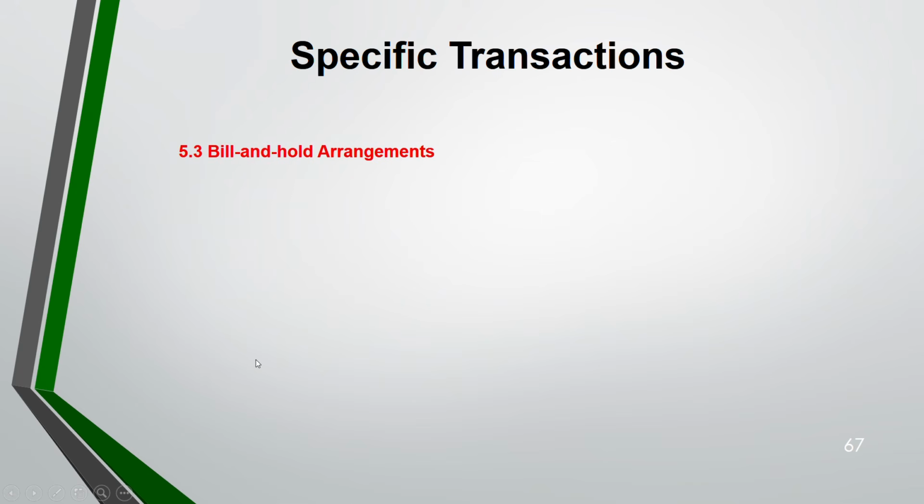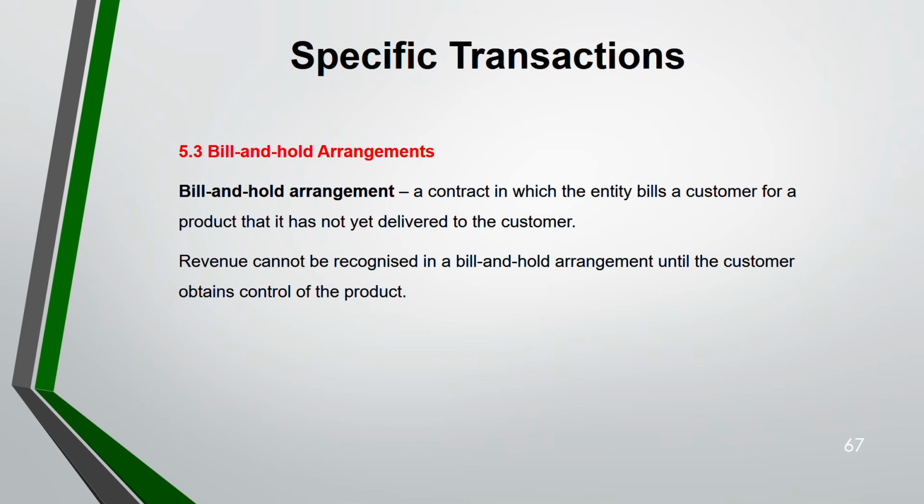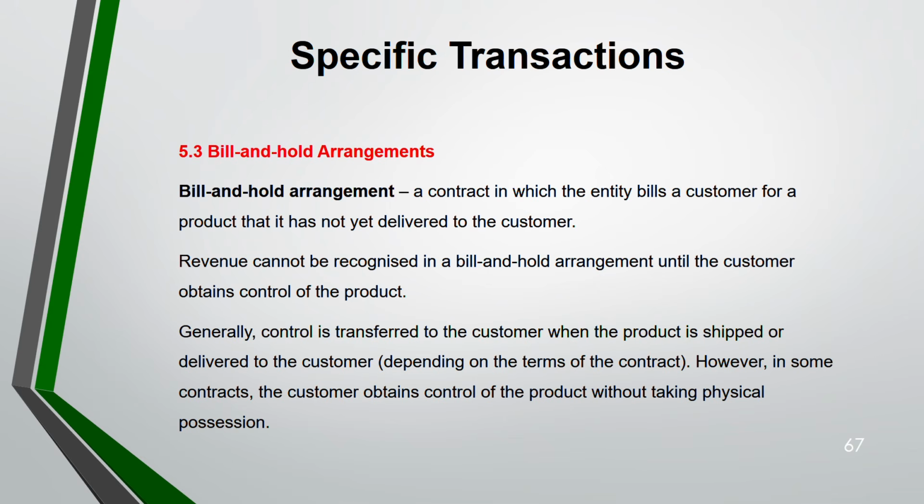Now, next, specific transactions, bill and hold arrangements. Bill and hold, a contract in which the entity bills a customer for a product not yet delivered to the customer. So you cannot recognize revenue for a bill and hold arrangement until the customer obtains control of the product. Generally, control is transferred to the customer when the product is shipped or delivered to the customer, depending on the terms of the contract. However, in some contracts, the customer obtains control of the product without taking physical possession. They might not physically take possession, but still they are controlling the product.